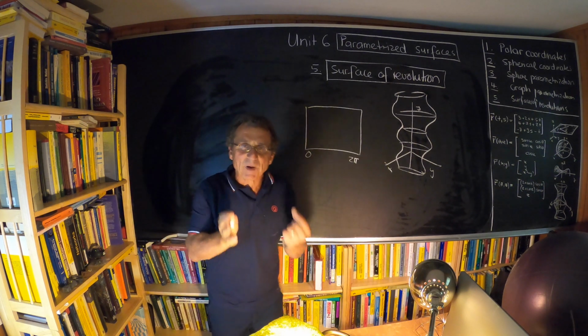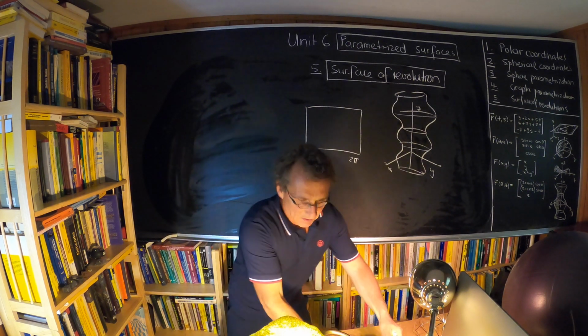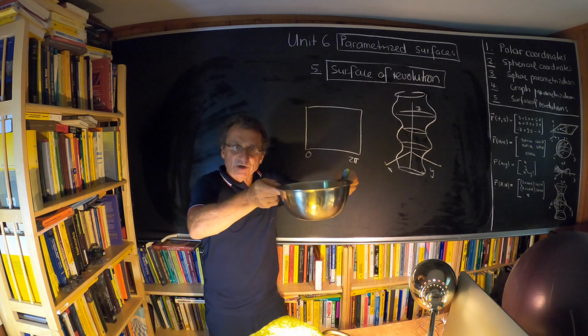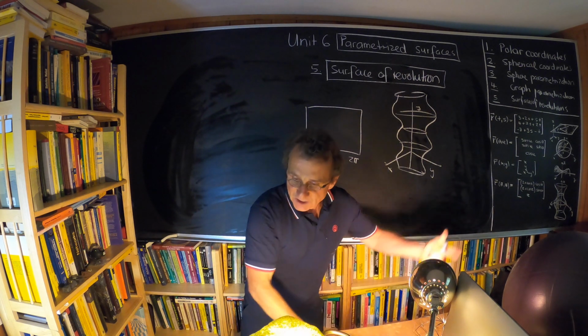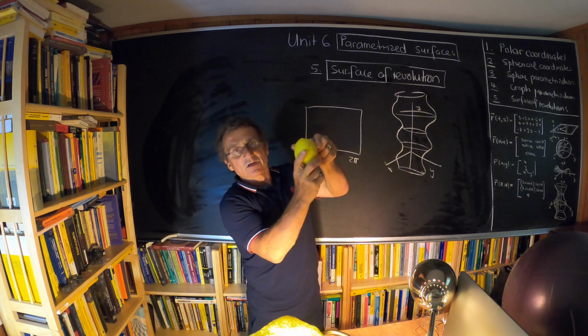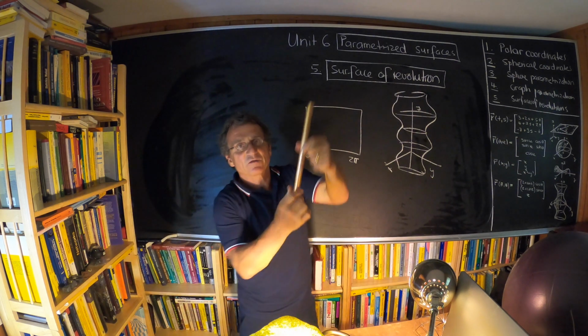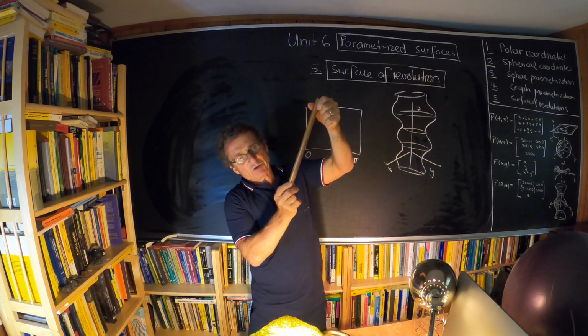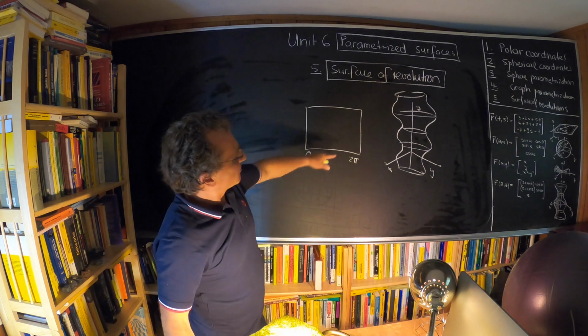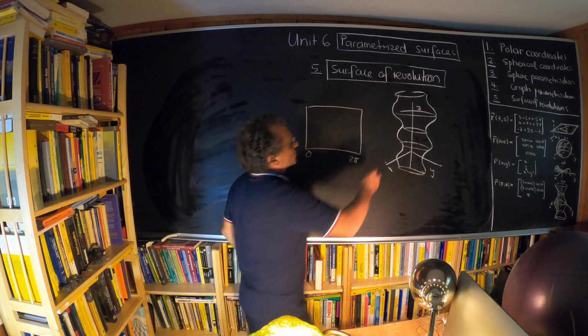Okay, if you want to parameterize a surface of revolution: when you turn it around, it's the same surface. A sphere is a surface of revolution. This is a surface of revolution. This is a surface of revolution. A surface of revolution is one that doesn't change when you turn it around an axis. This is a surface of revolution here.